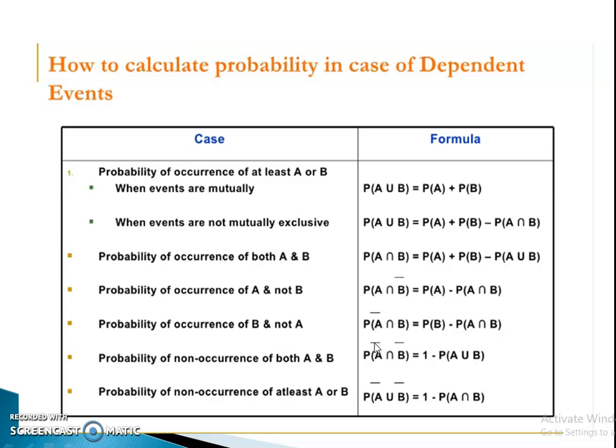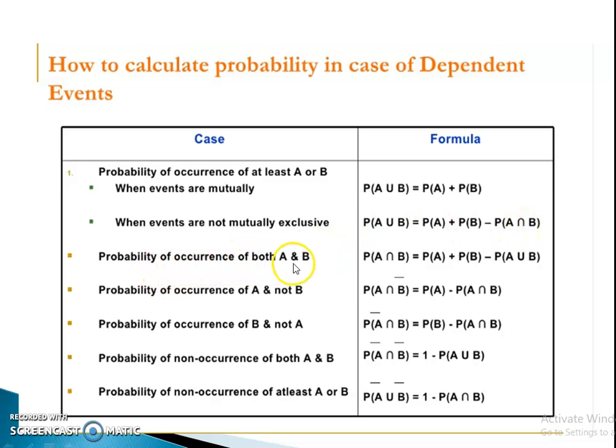How to calculate probability in case of dependent events? Different situations are given in this column and respective formulas are given in this column. Probability of occurrence of at least A or B when events are mutually exclusive: probability of A union B equal to probability of A plus probability of B. When events are not mutually exclusive, then probability of A union B equal to probability of A plus probability of B minus probability of A intersection B.